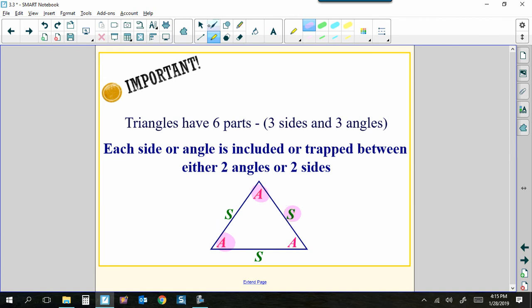That's just a helpful hint for when we go to the other side of our notes. The way you're going to be establishing the criteria is the congruent pieces. Again, you're going to need to know 3 parts are congruent.